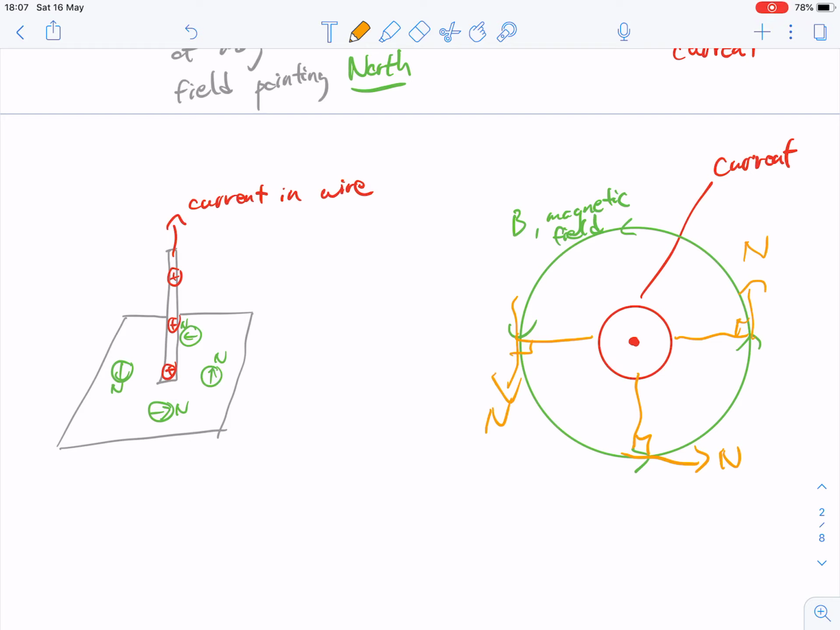And your fingers point towards that particular direction. So 2 different illustrations that you can observe here. Current coming out of the page on the right-hand side, okay? And then the magnetic field is circling around, okay? Around that.